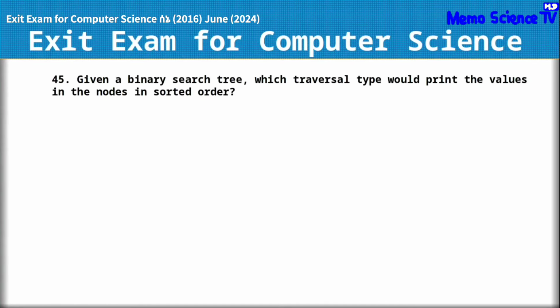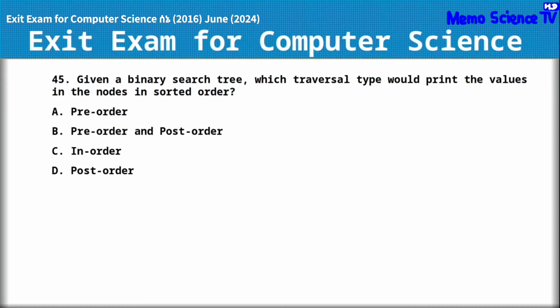Question number 45: Given a binary search tree, which traversal type would print the values in the nodes in sorted order? A. Pre-order, B. Pre-order in post-order, C. In-order, D. Post-order.